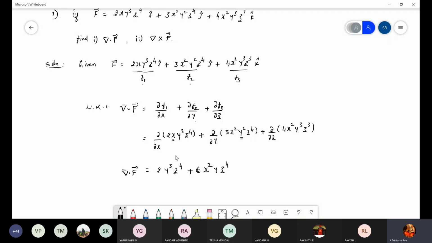See, I am writing directly by multiplying in one step. If you feel it is difficult, you can take one more step. Plus, with respect to z, you differentiate only z cube, which is 3z square, so 3 into 4 is 12 x square y cube z square. This is the divergence. If this is a question paper problem, it is for 6 marks.